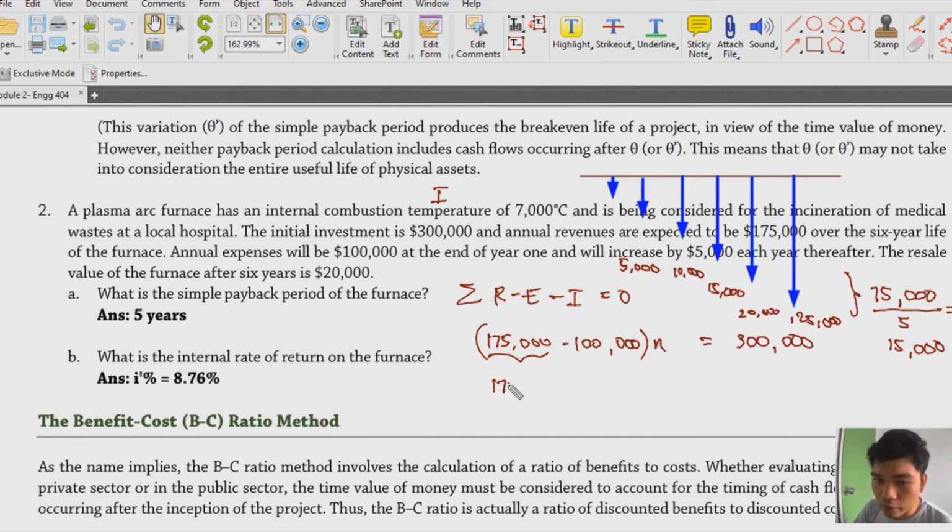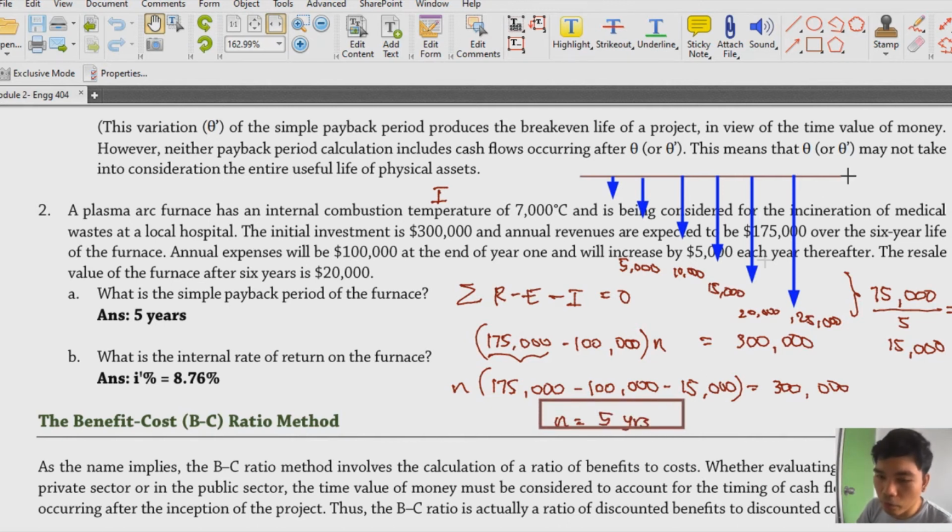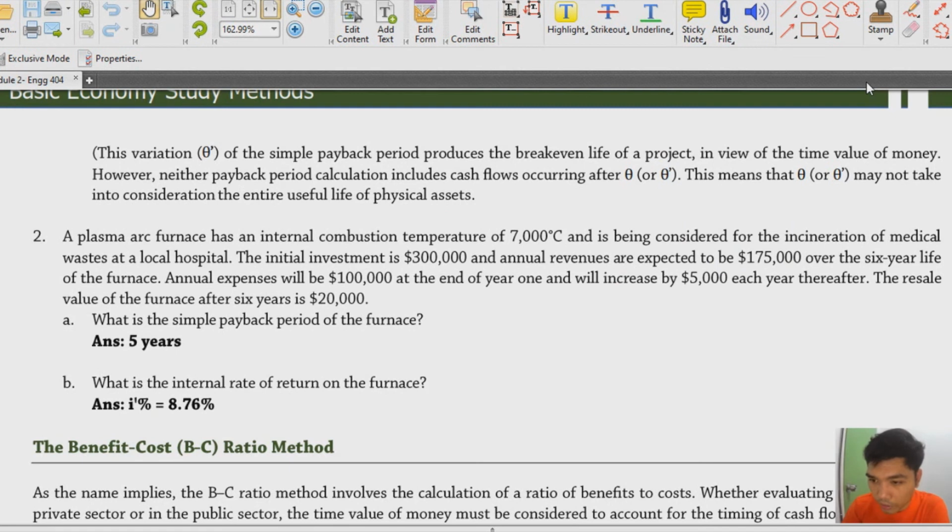So, with this, we have 175,000 minus 100,000 minus 15,000, times n, that is equal to 300,000. And this gives us a value of 5 years. Okay? So, this is our simple payout period using the idea that there is no time value of our money. And now we can continue solving for letter B.